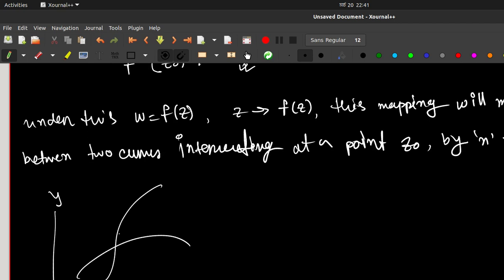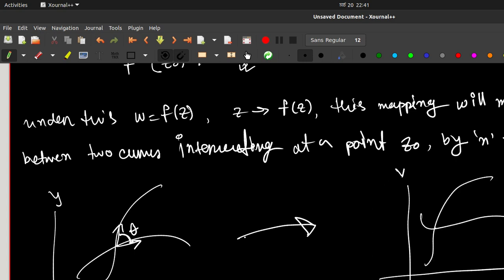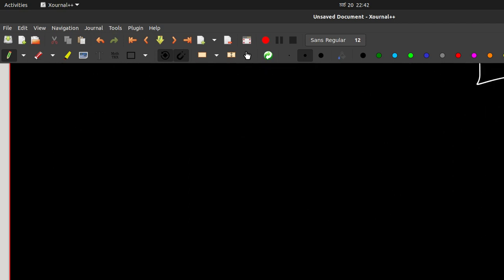So that means that on the z plane, this is the picture. If these are two differentiable arcs and this is the angle theta, then under these conditions on the w plane, with axes u and v, this angle theta prime will be related to the angle theta as theta prime equals n times theta. So how do we prove it? This will be the proof.